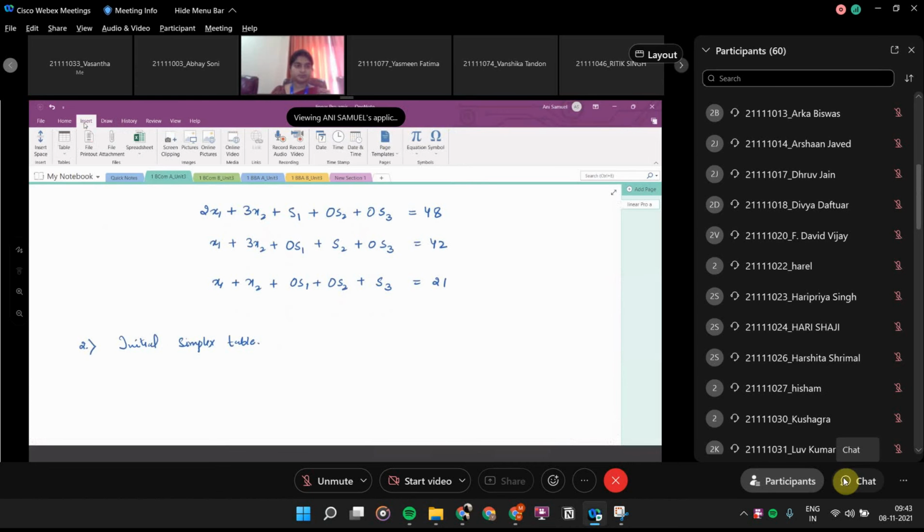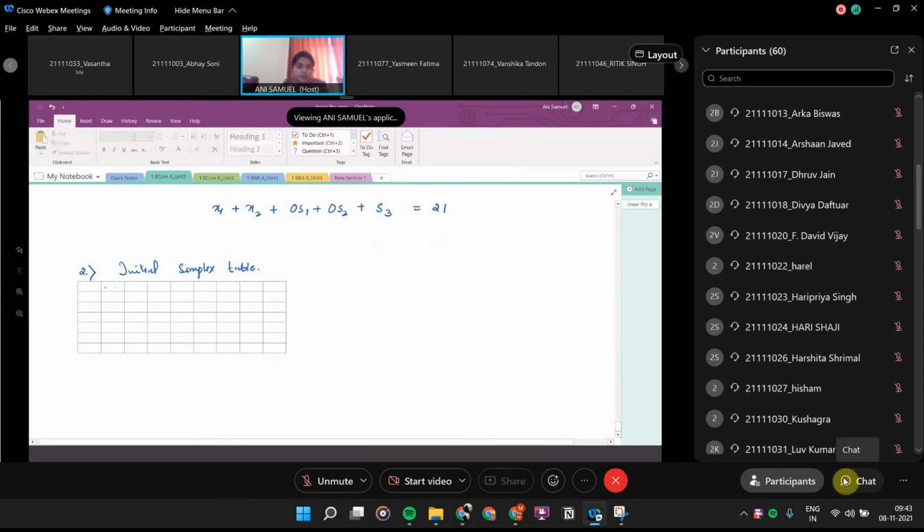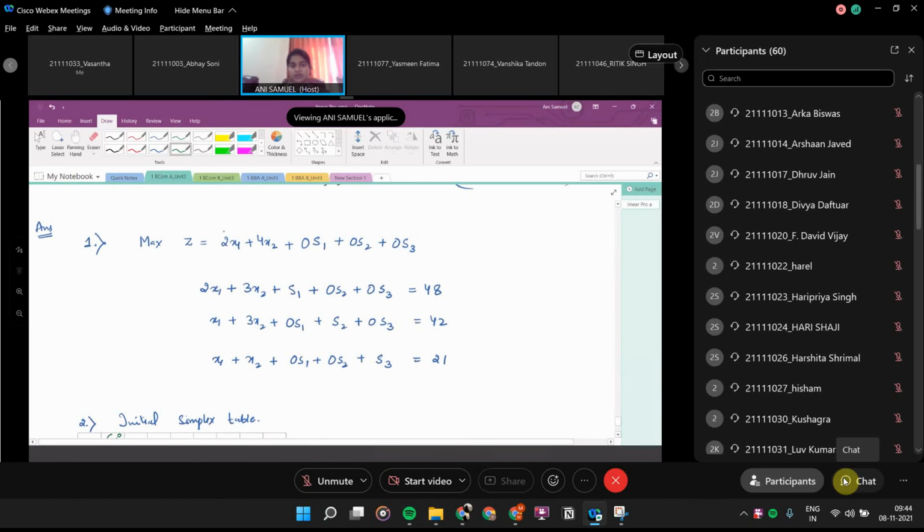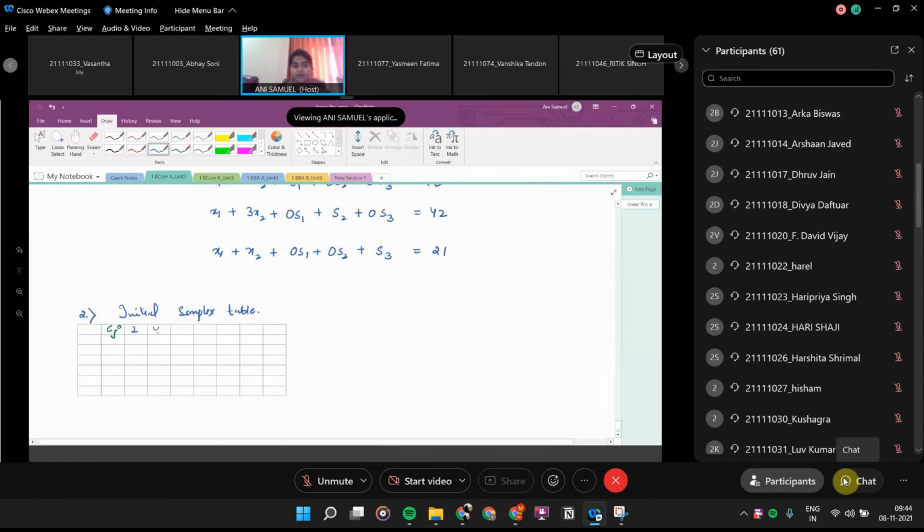Okay, now for this. Now just fill in, I'll tell you slowly. So this is Cj. For the whole thing, we have to make these tables again and again till we get the optimal solution. So your Cj will remain the same, which is nothing but the coefficients from the objective function, which is 2, 4, 0, 0, 0. This will remain same throughout.